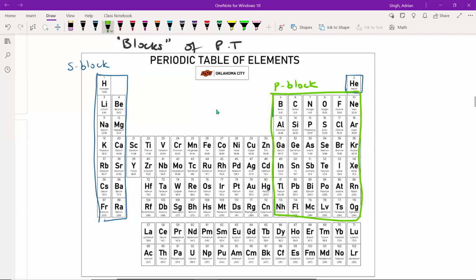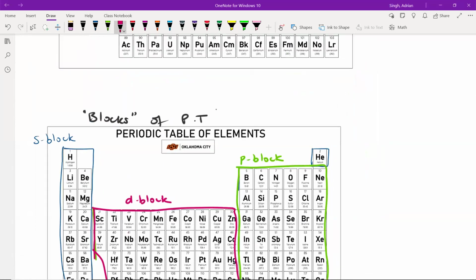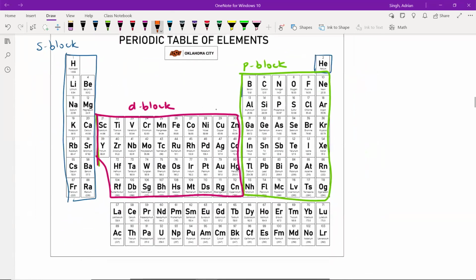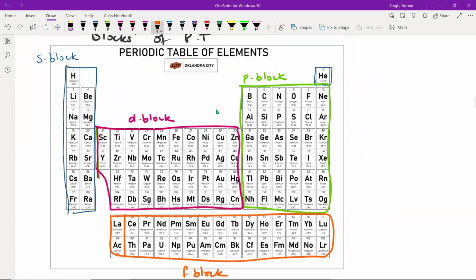We have a block in the middle, and we'll do this in purple. This is called a d block. And then we have the block underneath in orange, and you can maybe guess what we call that one. That's called the f block. So we've seen the s, the p, the d, and the f before. Those are the sub-levels, and different parts of the periodic table actually represent those different sub-levels.